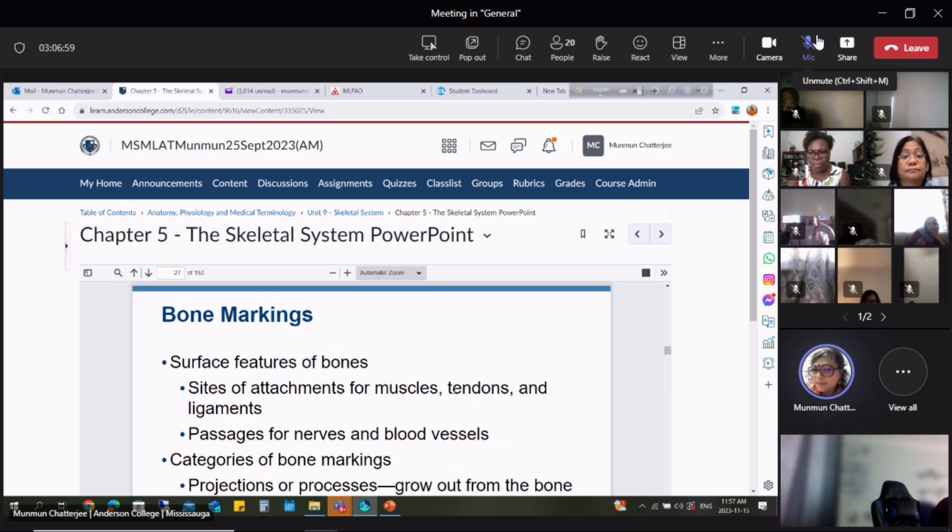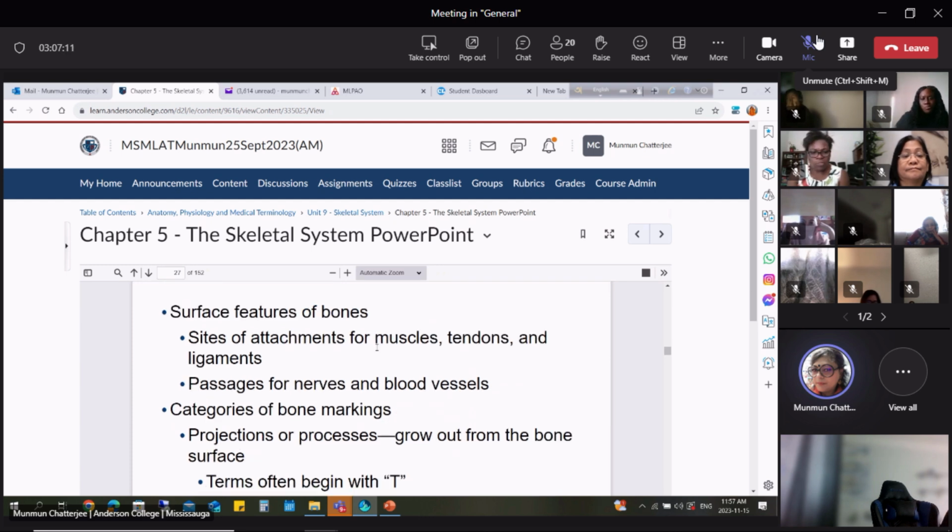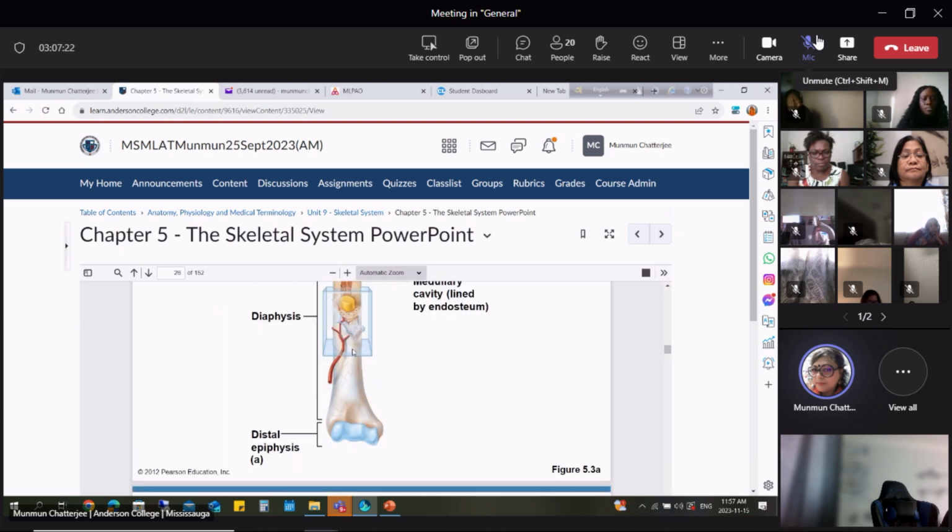I am reading this one, these bone markings. It is not going to come in your questions. Just to know, it doesn't have to pay that much attention, but just know. So what are the surface features of the bone, the bone markings? The bone markings are the sites of attachments of muscles, tendons, and ligaments, and passages for nerves and blood vessels through the inside.